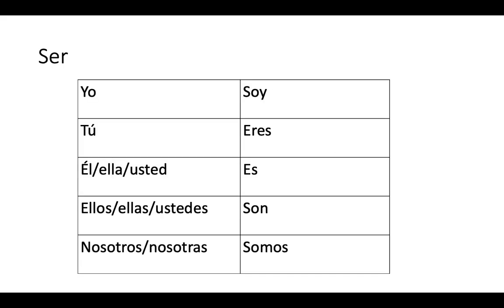Here are those conjugations. Yo soy means I am. Tú eres means you are. Él es means he is. Ella es, she is. Ustedes, you are. Ellos son means they are. And nosotros somos means we are.